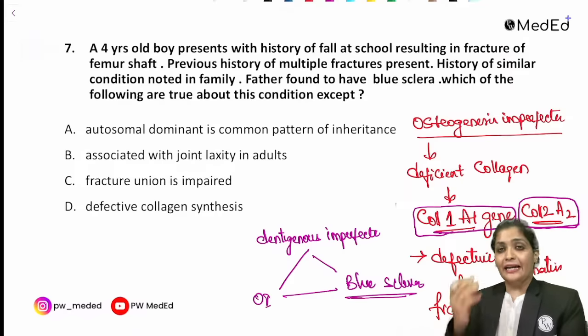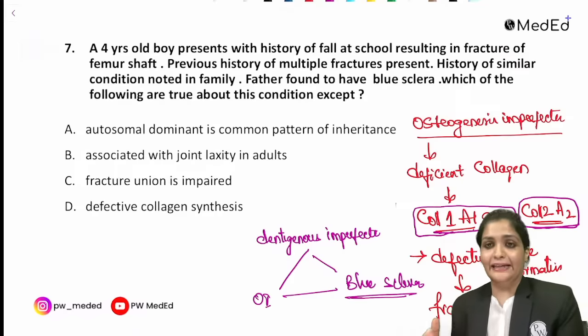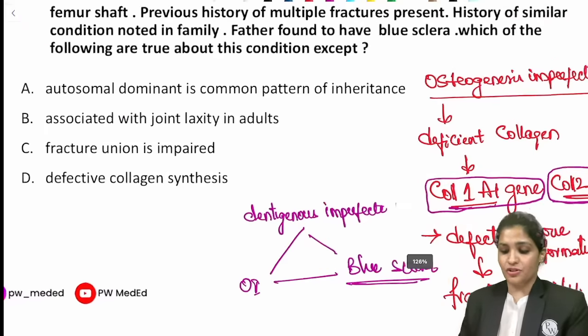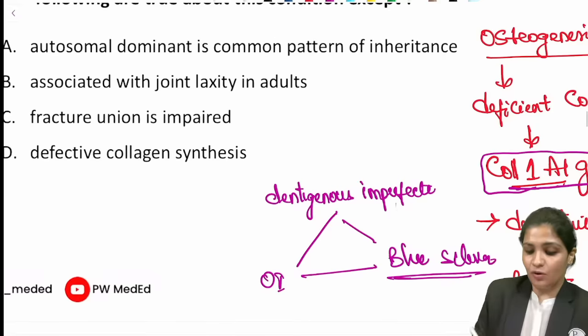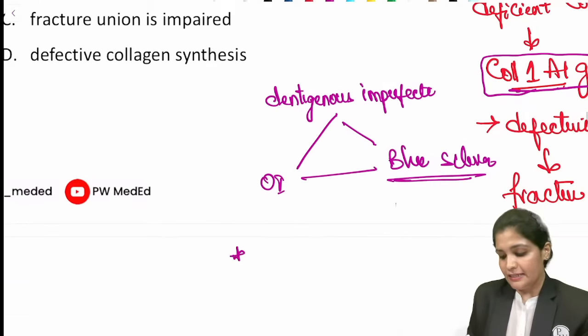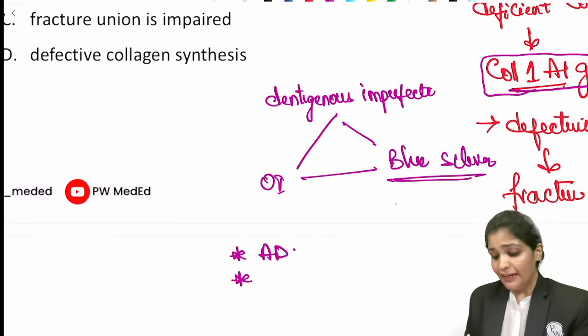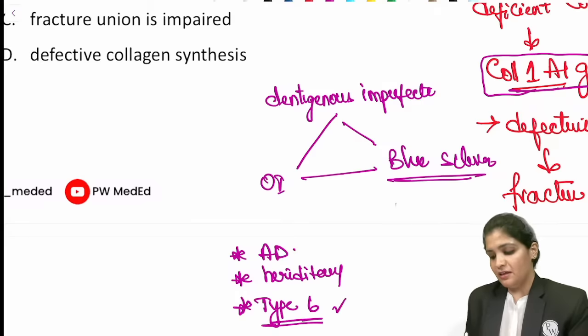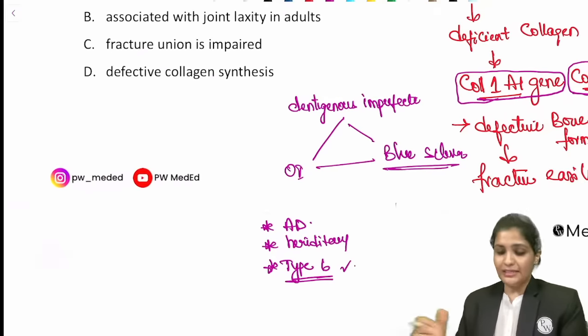This is a condition which can be diagnosed antenatally on scan. So multiple fractures with blue sclera running in the family is suggestive of osteogenesis imperfecta. And as already said, its inheritance is autosomal dominant, right? And it is hereditary and it has various types. There are six types of osteogenesis imperfecta which are seen. Right, this is about osteogenesis imperfecta.